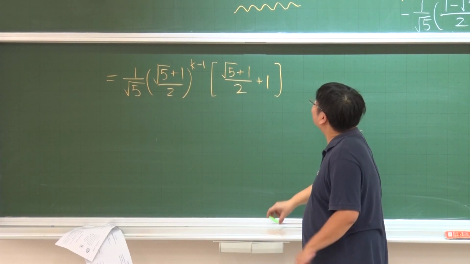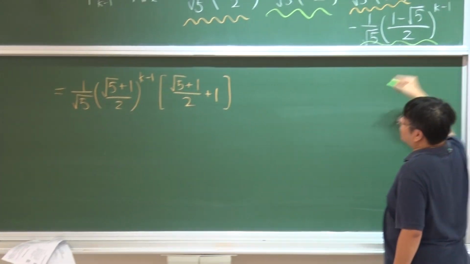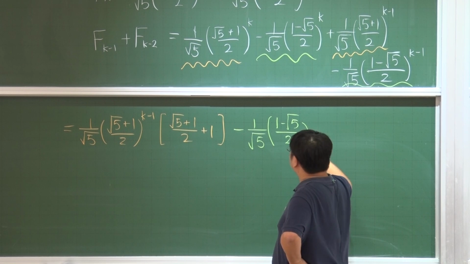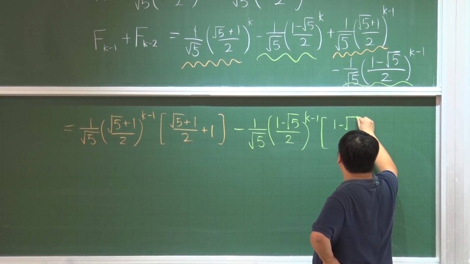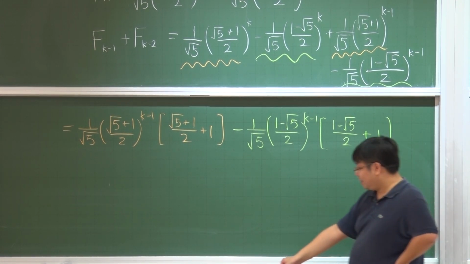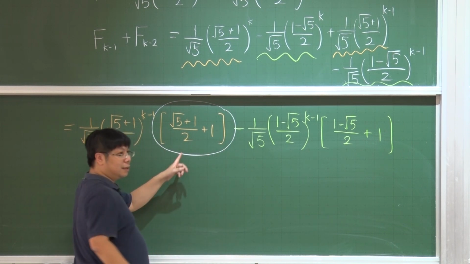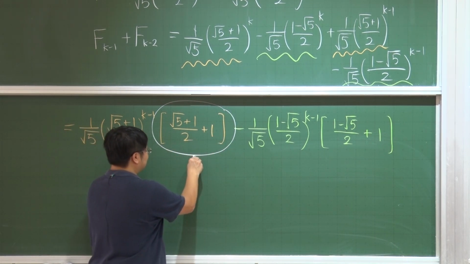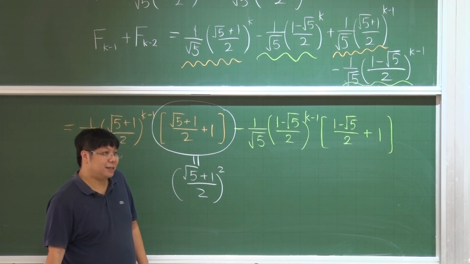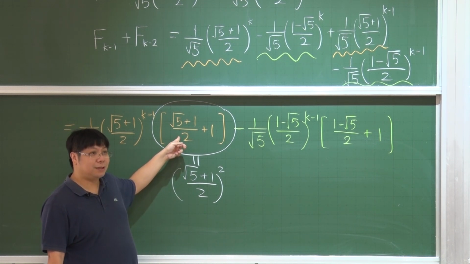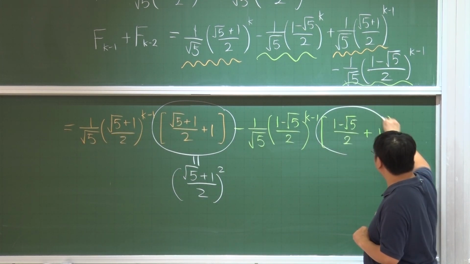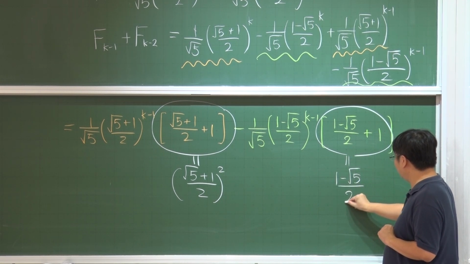And so we also have this green part. This green part is minus 1 over square root 5 times ((1 minus square root 5) over 2) to the power k minus 1, times ((1 minus square root 5) over 2 plus 1). What's so special? This part is 1 plus 1, and we recall that this is exactly equal to ((square root 5 plus 1) over 2) squared. Yeah, because this is the root of x squared equals x plus 1. So this number has a special property: you square itself, it is equal to 1 plus itself. And similarly, this one is equal to ((1 minus square root 5) over 2) squared.